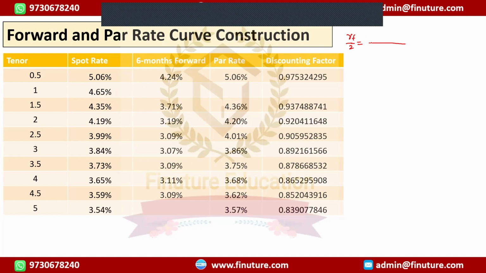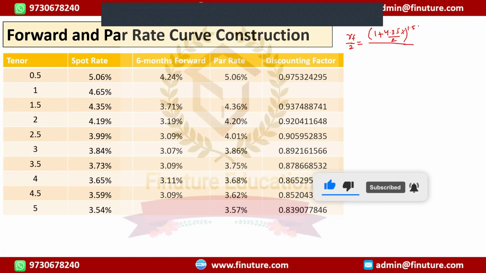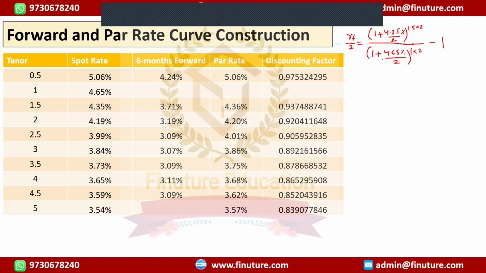1.5 year rate is 4.35%. So 1 plus 4.35% divided by 2. Again, in the power, it would be 1.5 into 2, 1.5 being maturity, 2 being compounding frequency. And in the denominator, it's 1 plus 4.65% divided by 2 into 1 year maturity, 2 compounding periods, minus 1. Important to note, we will reduce this fraction using the discounting factor. So let's calculate how much we get.